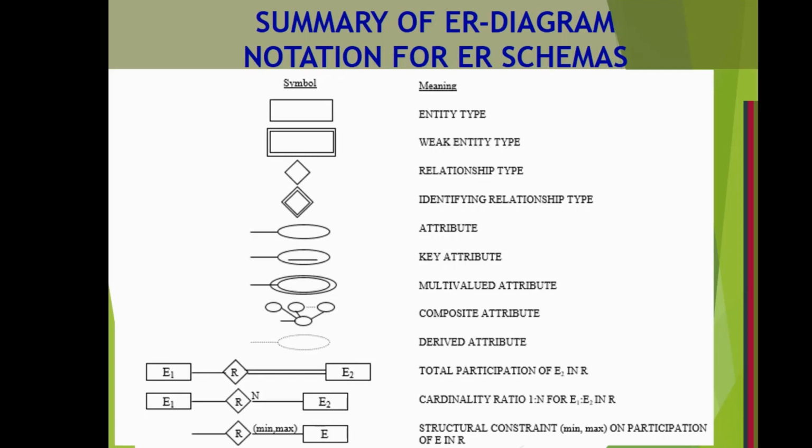Are you getting it? Then attribute, ये जो symbol देख रहे हैं आप, an oval or ellipse, तो वो जो oval attribute या ellipse attribute है वो attribute है. और किसी attribute पे अगर underline है तो वो आपका key attribute है. We call it in the relational model the primary key. Multi-valued attribute: if it is a double ellipse, it is a multi-valued attribute. Now composite attribute, see composite.